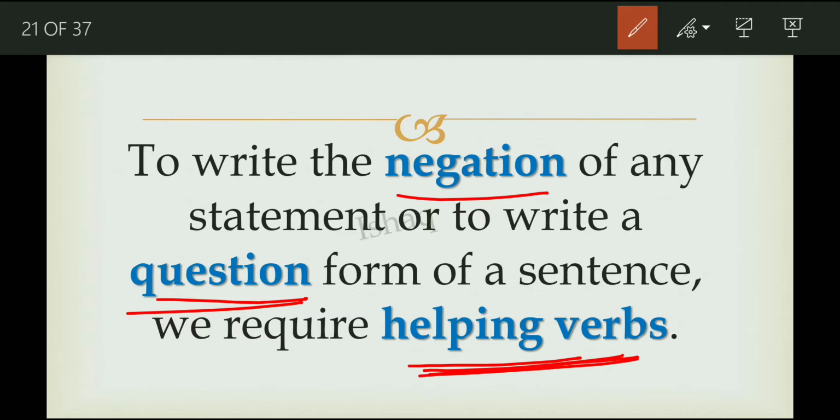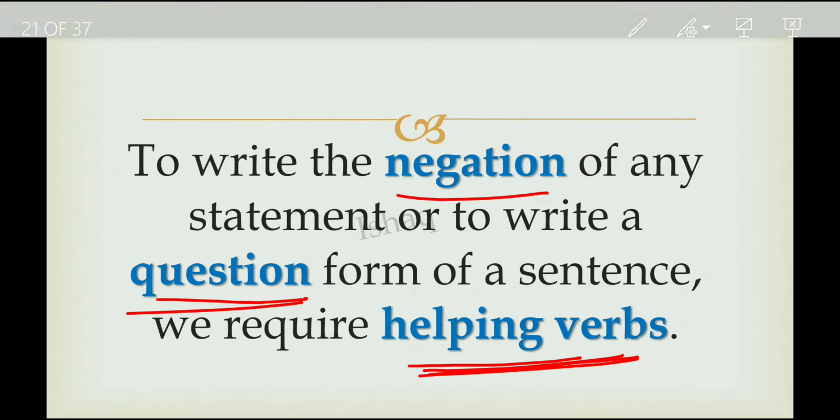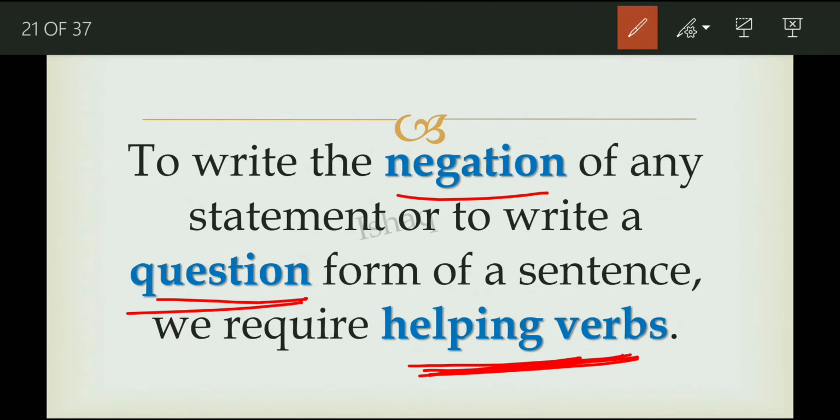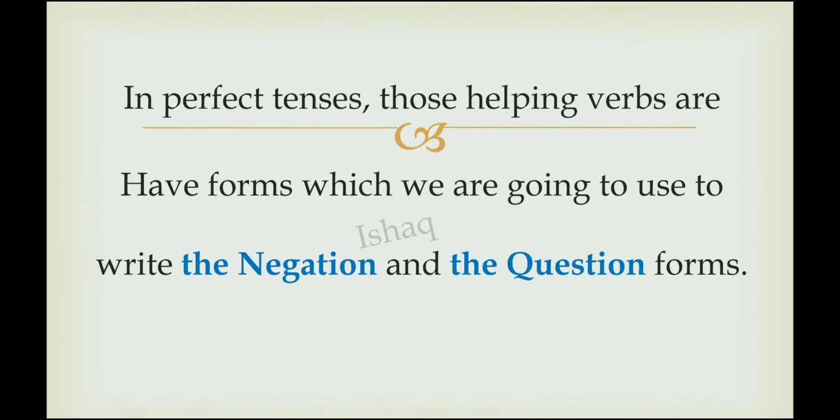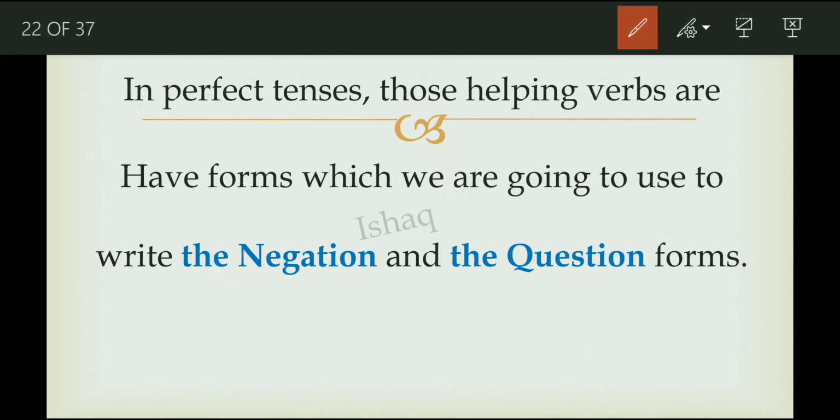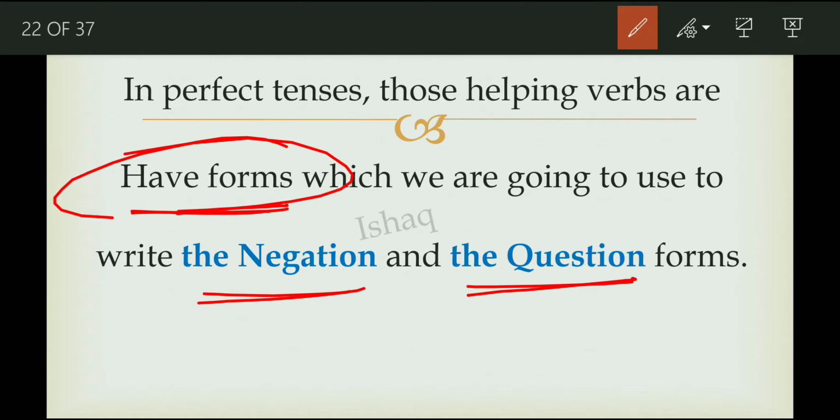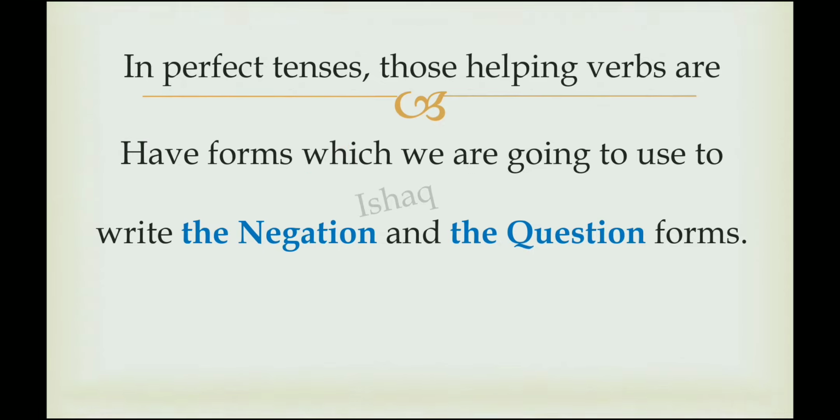Here we are discussing perfect tense. In perfect tense we already have helping verbs, which are the have forms. That is what this slide says: in perfect tense those helping verbs are have forms. To write the negation and the question forms, we are going to make use of these have forms, and we'll write the negative statements and the question forms of the sentences.